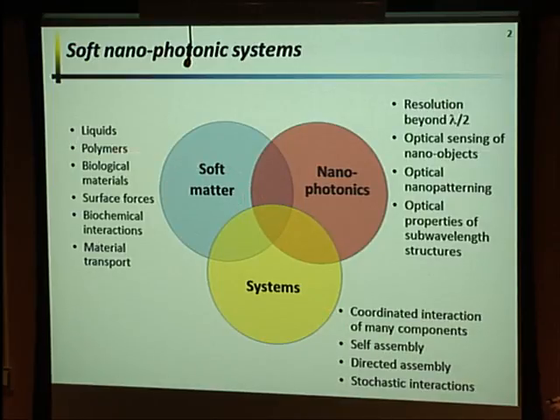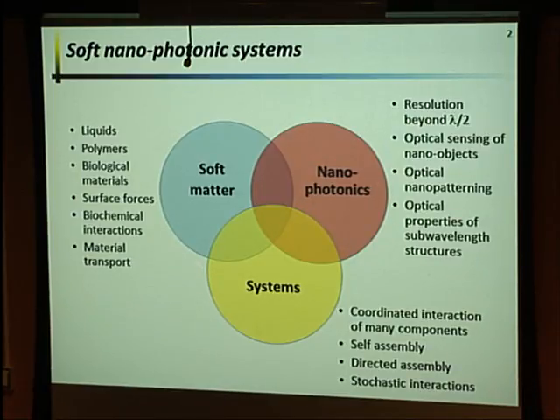Soft materials include things such as liquids, polymers, biological materials, surface forces, so things such as electrostatic forces, van der Waals forces, these types of interactions. Biochemical interactions, which could be looking at things such as how antibodies bind to their antigens, and then material transport, which could be things such as diffusion.